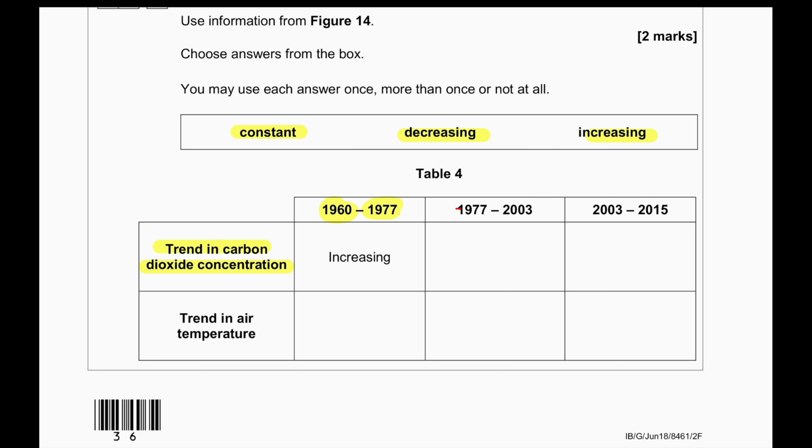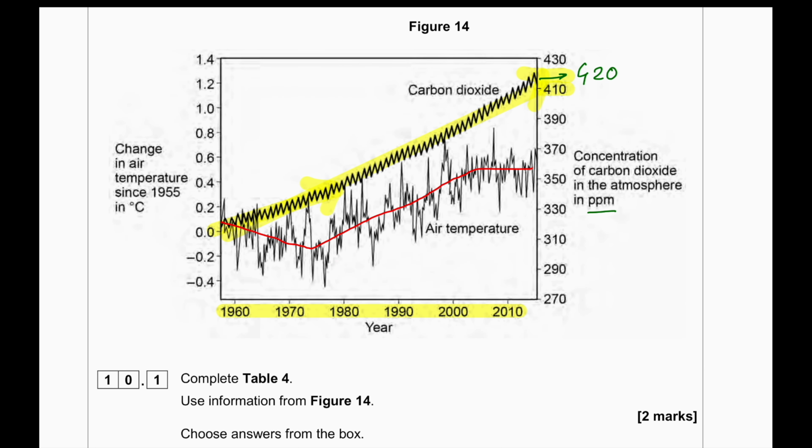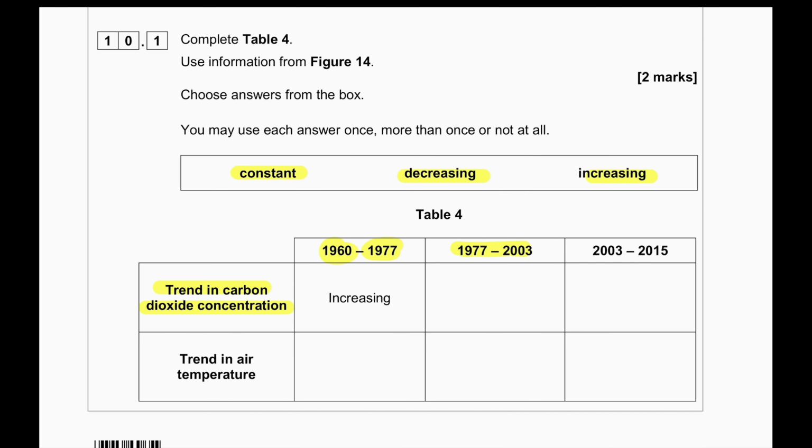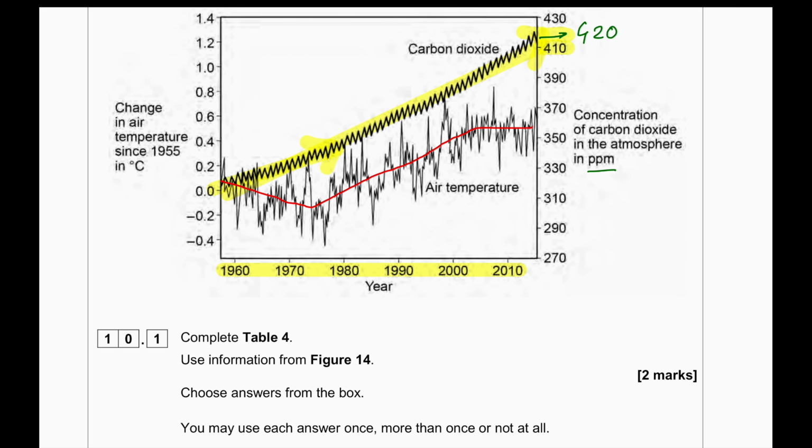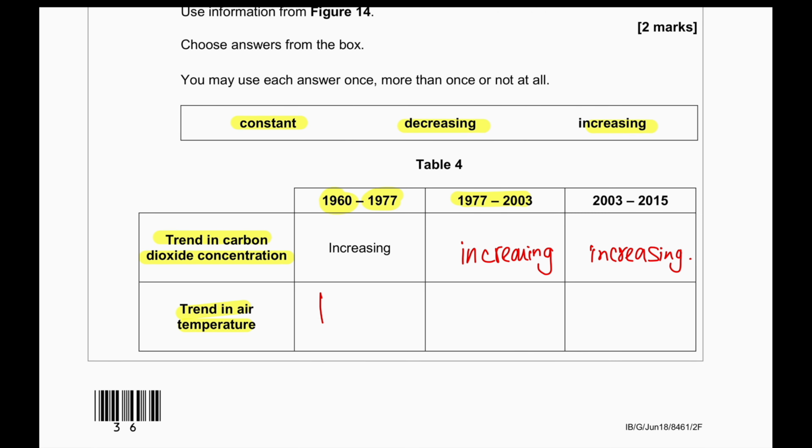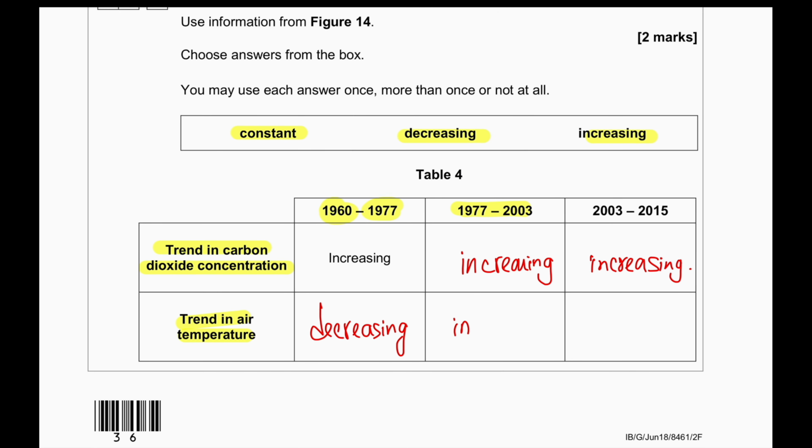From 1977 to 2003, it keeps on increasing. So we can write increasing in both of them. Now the trend in air temperature between the 1960s and 1977, we can see it decreases a little bit. Then we can see it increase, and then we can see it plateaus. So for plateauing, we can say constant.